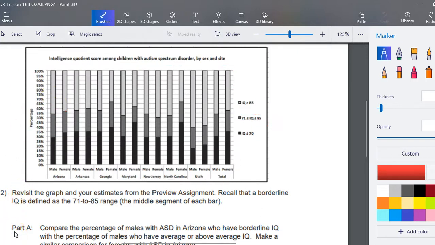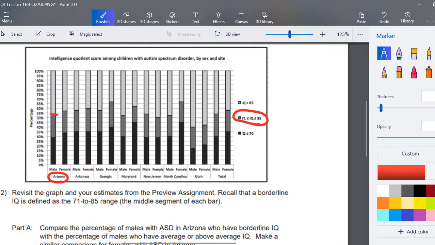Question 2 asks us to revisit the graph and your estimates from the previous assignment. Recall that a borderline IQ is defined as the 71 to 85 range, the middle segment. Part A asks us to compare the percentage of males with ASD in Arizona who have borderline IQ with the percentage of males who have average or above IQ. Make a similar comparison for females with ASD in Arizona.